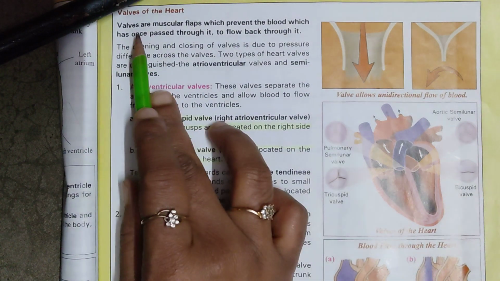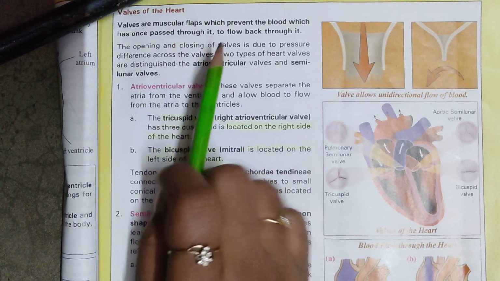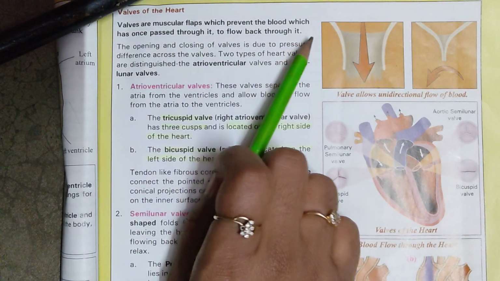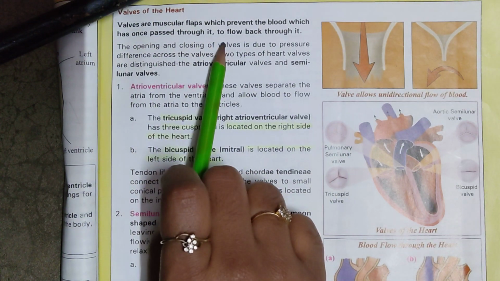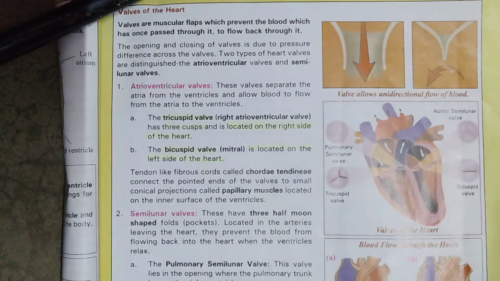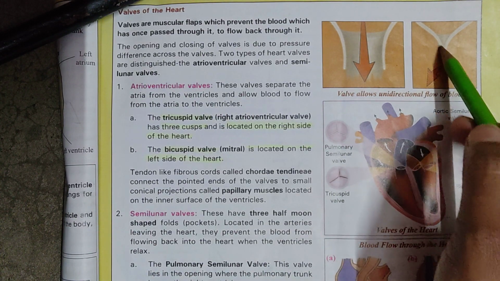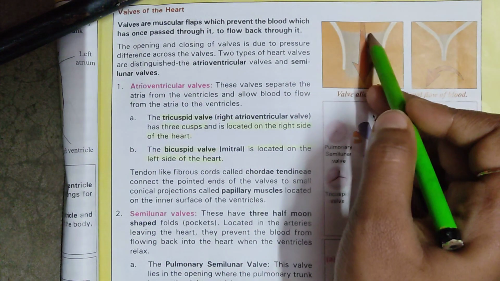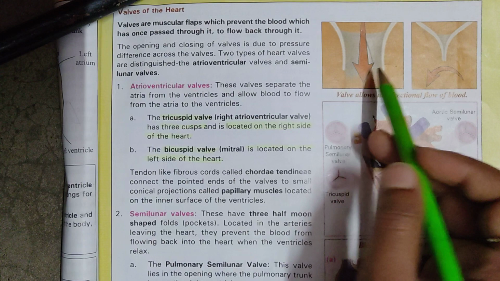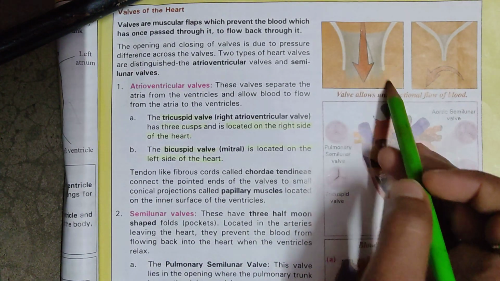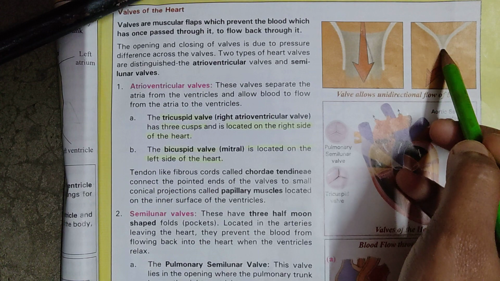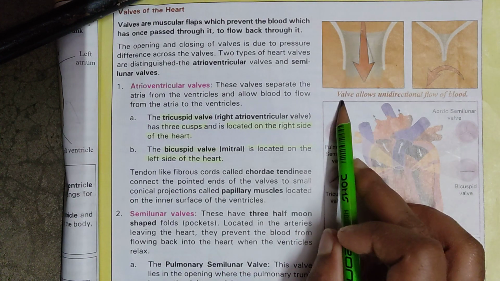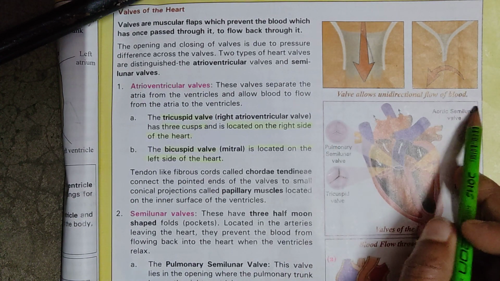Now we are moving on to the definition of valves. What are valves? They are the muscular flaps which prevent the blood which has once passed through them from flowing back through them. So these are the flaps. We can see here the picture of a valve. See, it's like a flap. When blood is flowing from this side, the downward arrow, it opens up, but the blood cannot rise up again because the gates, the valves, get closed. That's why it is written that a valve allows unidirectional flow of blood.